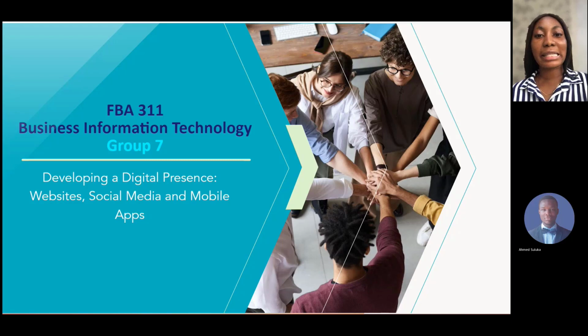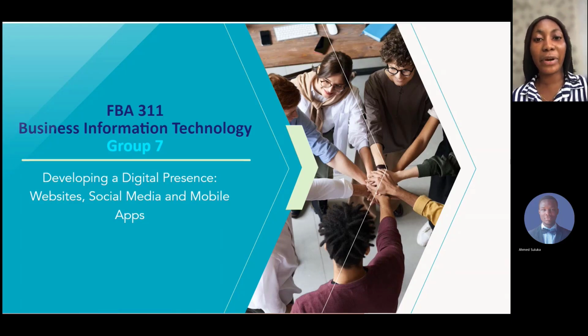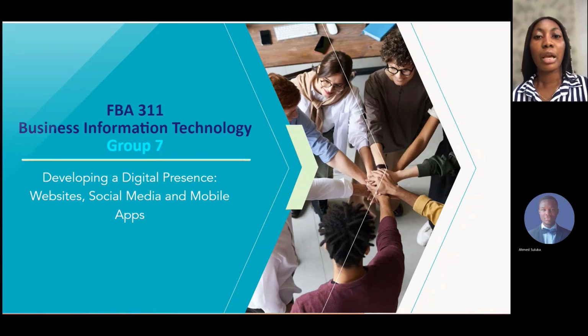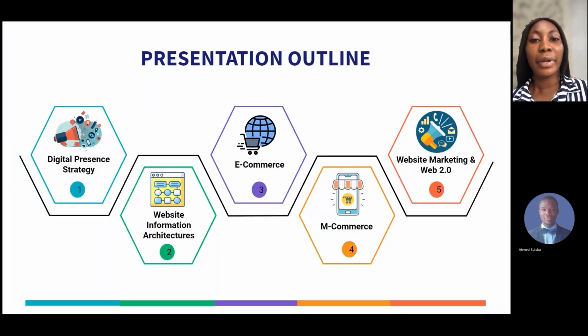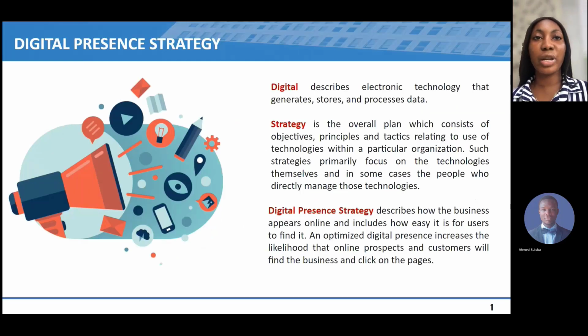My group members and I will be presenting on the topic: developing a digital presence, website, social media and mobile app. Before I proceed, I would like to give a quick look at our key objectives. Our key objectives are: the digital presence strategy, website information architecture, e-commerce, m-commerce, website marketing, and Web 2.0. And I'll be presenting on the digital presence strategy.